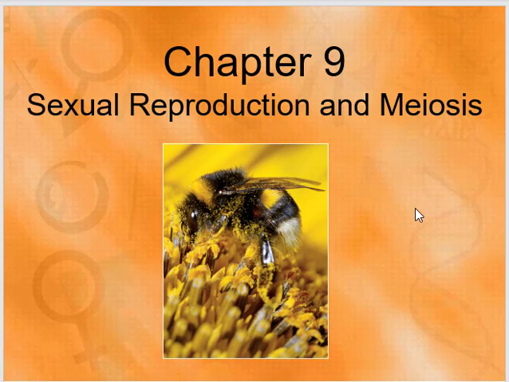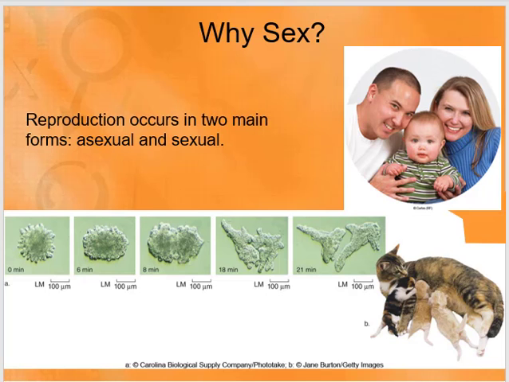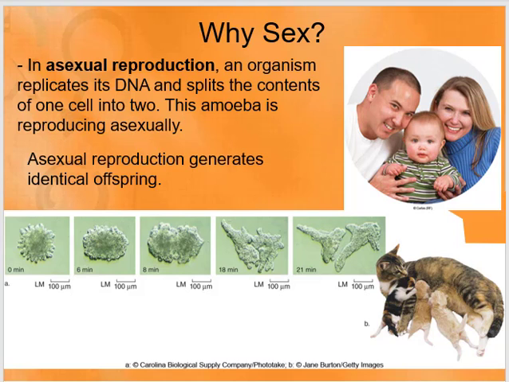All right, Chapter 9, Sexual Reproduction and Meiosis. This should be a fairly rapid chapter. Reproduction can occur in a couple different ways, asexually or sexually. There are advantages to both.